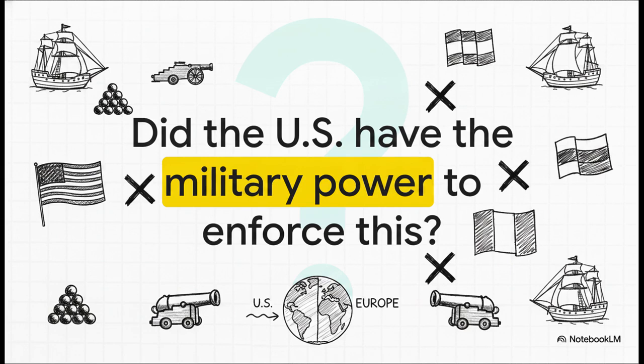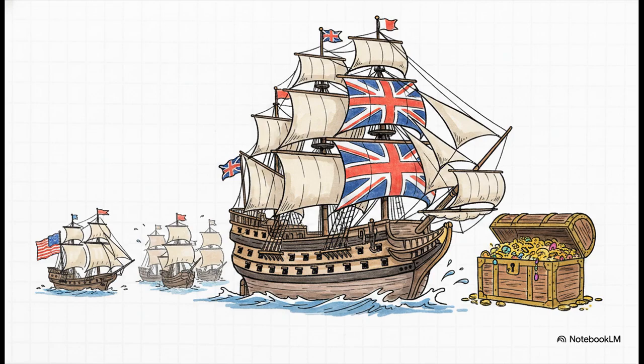Yet, they were telling the heavily armed, globe-spanning empires of Europe to stay away from an entire half of the planet. Did they really have the ships, the cannons, and the soldiers to stop Spain, France, or Russia if those empires decided to simply laugh and ignore President Monroe? Well, here is the surprising historical twist. The honest truth is, no.